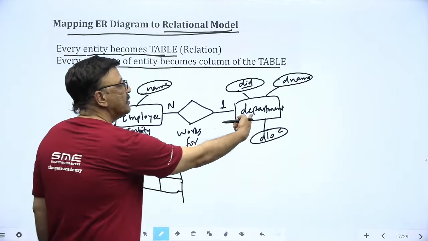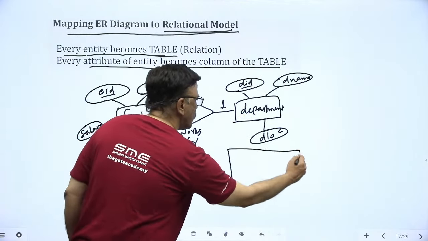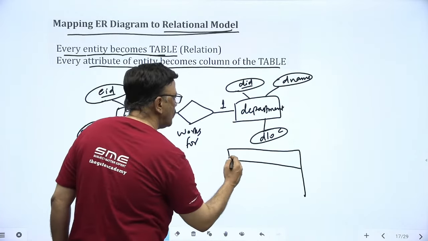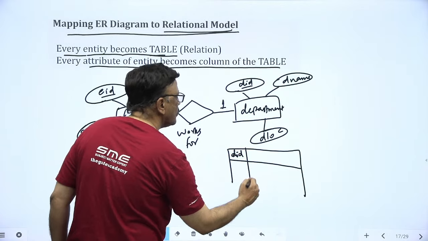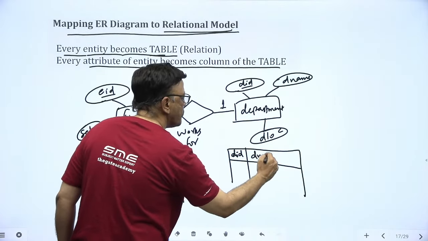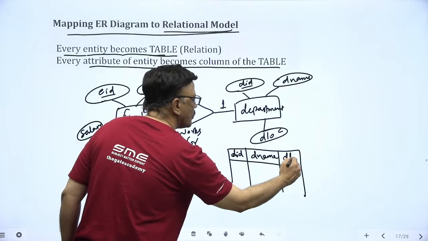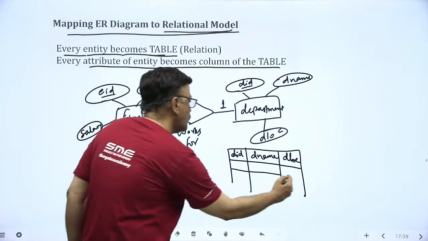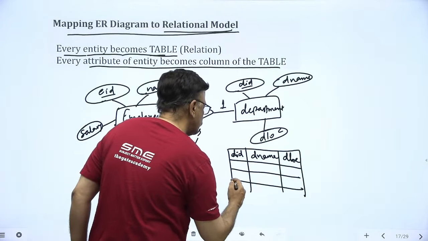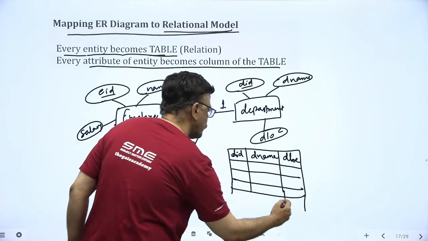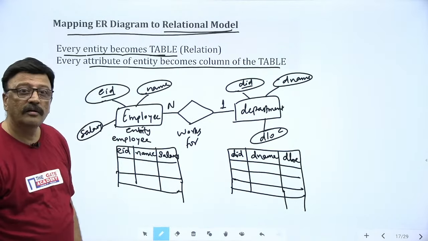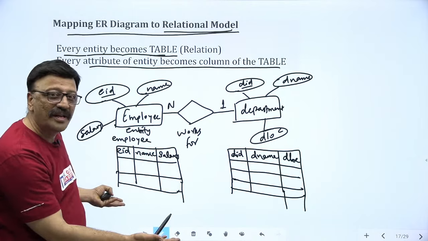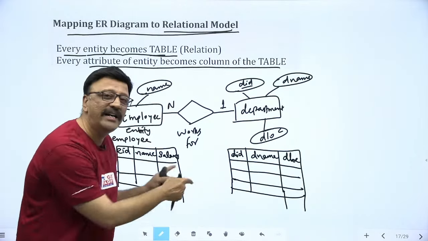What is department? An entity. So this also becomes a table. This is the department table, and it will have columns DID, DName and DLoc. It will also have rows and columns. So we have got two tables from the two entities. This is the relational model, creating tables.